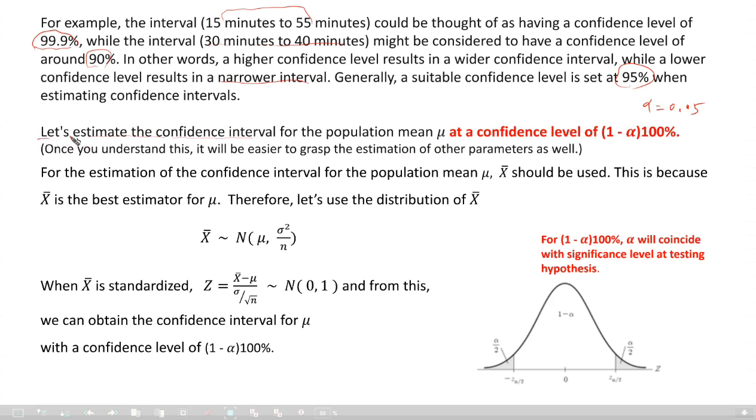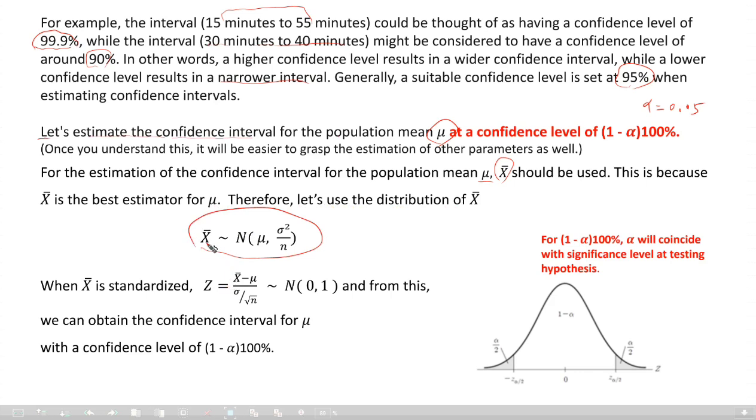Okay, let's focus on mu. Once you understand this, it will be easier to grasp the estimation of other parameters as well. For the estimation of the confidence interval for population mean mu, X bar should be used. Why? Because X bar is the best estimator for mu. Therefore, let's use the distribution of X bar.